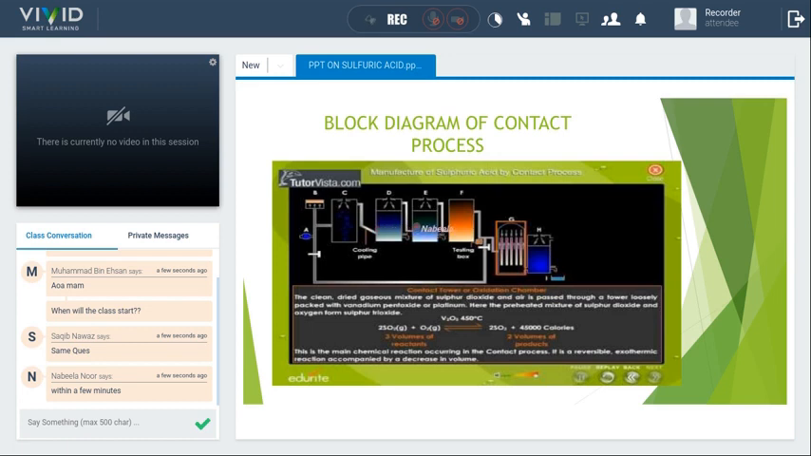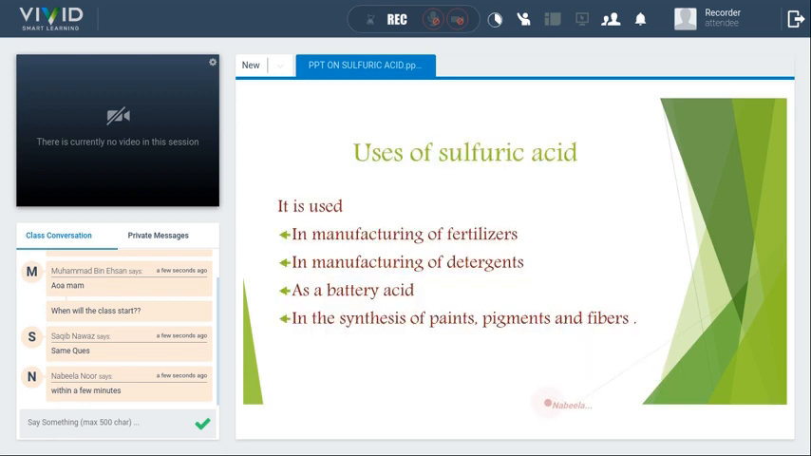Here sulfur dioxide gas is purified from the arsenic impurities. Then sulfur dioxide gas is oxidized to form sulfur trioxide. Then in the next step, sulfur trioxide will mix with a shower of sulfuric acid and form oleum. So oleum will be dissolved in water to form sulfuric acid. So this is the block diagram for the preparation of sulfuric acid.